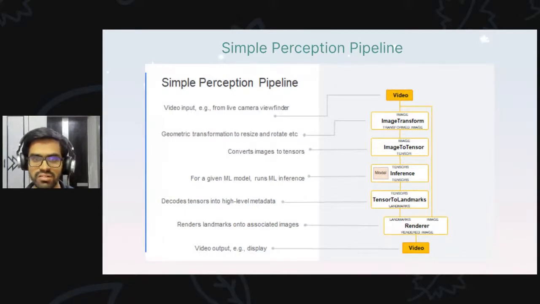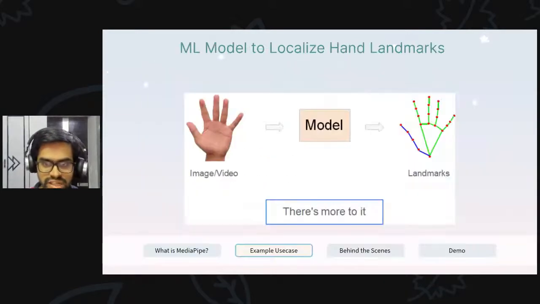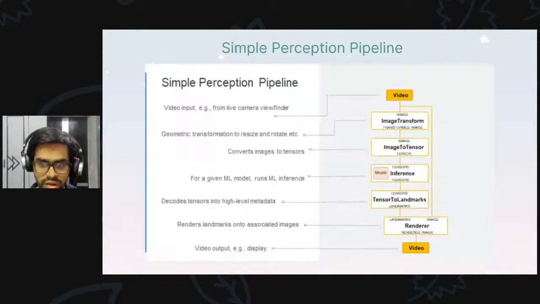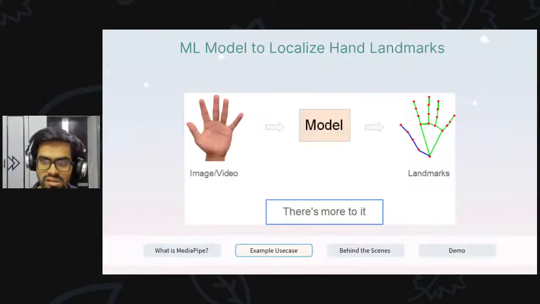Then once that inference has been run successfully, we have certain outcomes. With the help of that, we'll be able to actually visualize our landmarks, right? So what the machine learning will do is take the image of your hand and convert it into the size that is required by the model. Once the model runs over it, the result that you get is the landmarks. Once you have the landmarks, the next step is decoding the tensors into high-level metadata, and this metadata is the coordinates that you see inside of the landmarks, right?